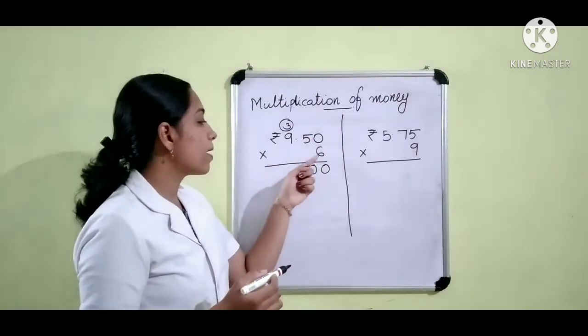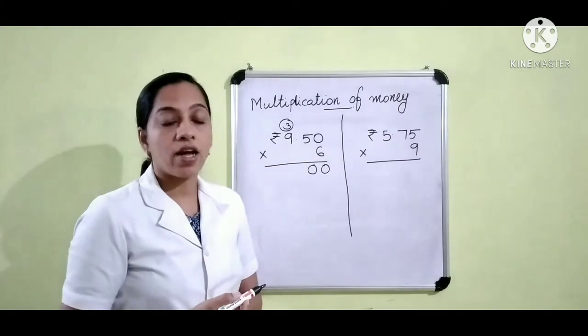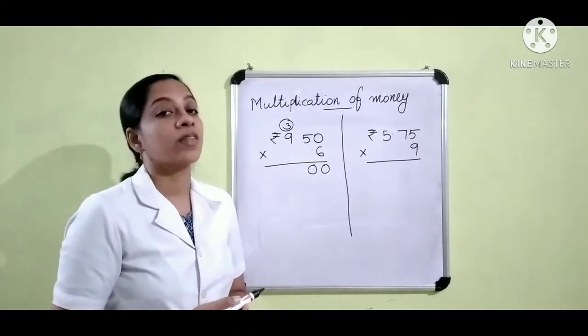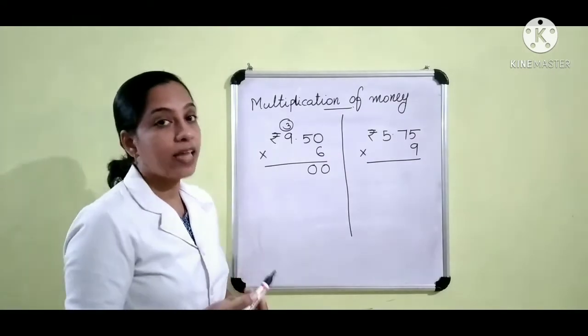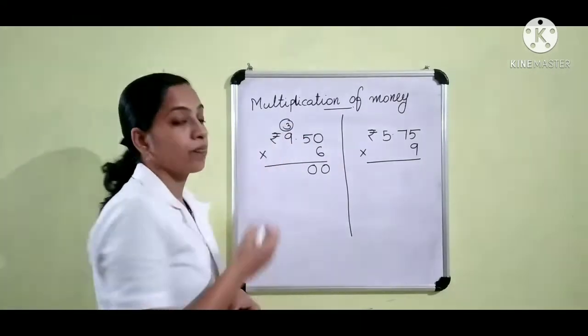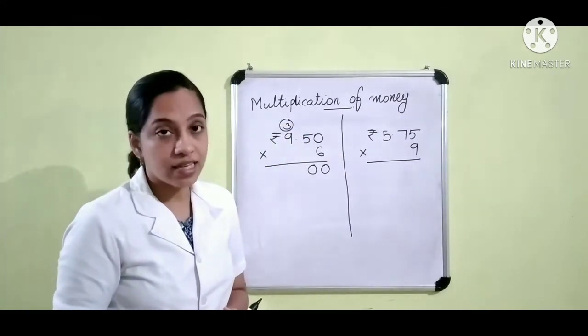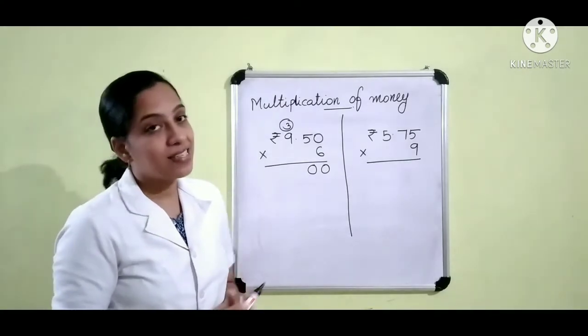Okay, then we multiply 6 into 9. What is 6 into 9? Yes, 6 into 9 is equal to 54. Then we add 3. So, 54 plus 3 is equal to 57.